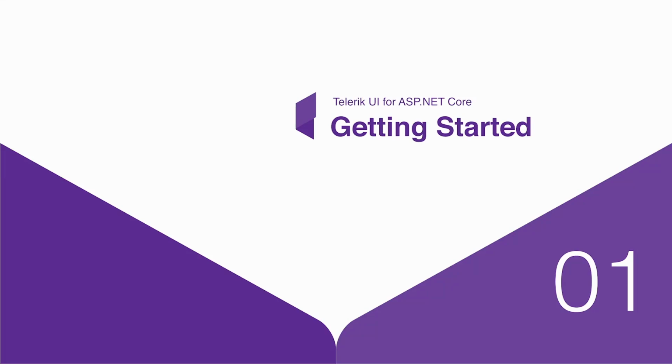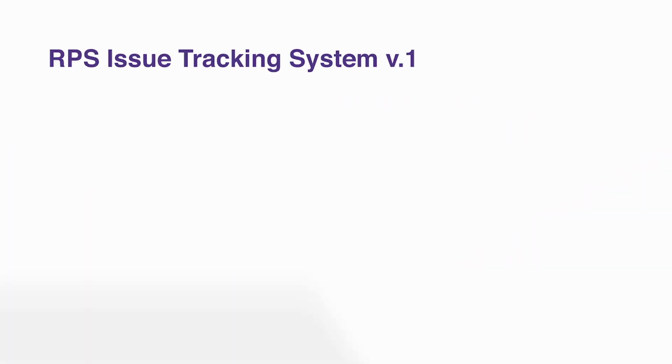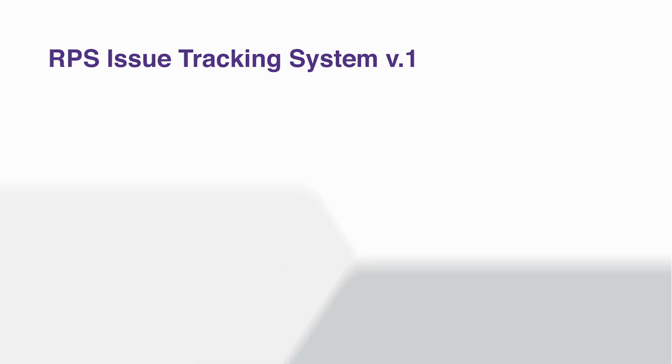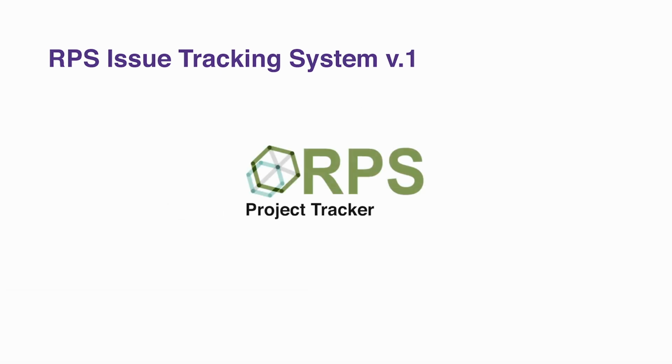Our client, RPS, has an existing issue tracking system that we've built for them using ASP.NET Core, and we've styled it with Bootstrap. It's called RPS Project Tracker. RPS has recently requested a few updates to this application that'll make it more user-friendly and add some functionality.